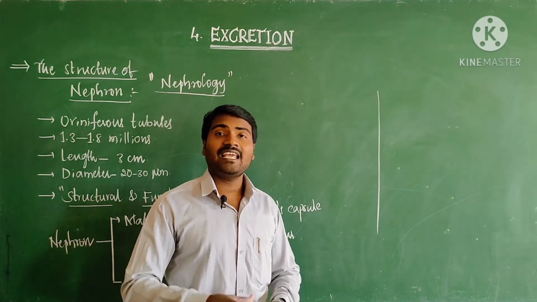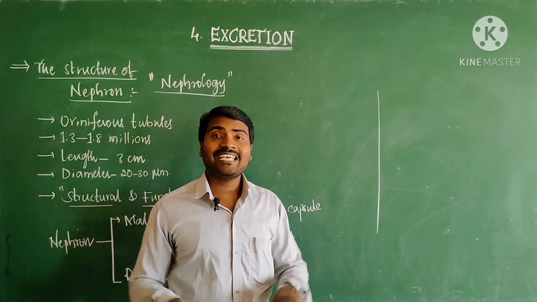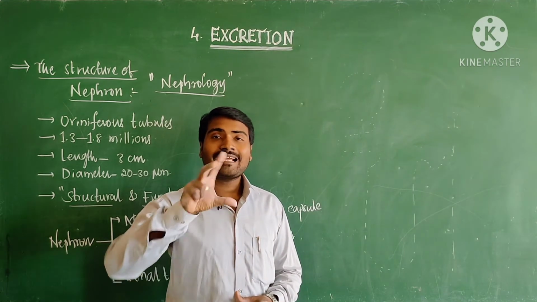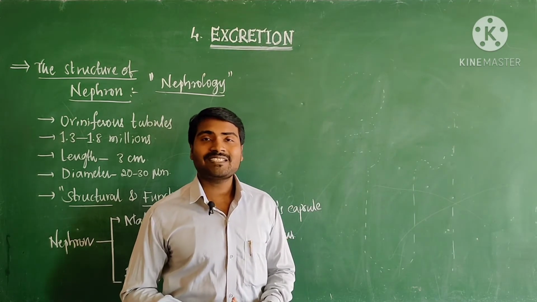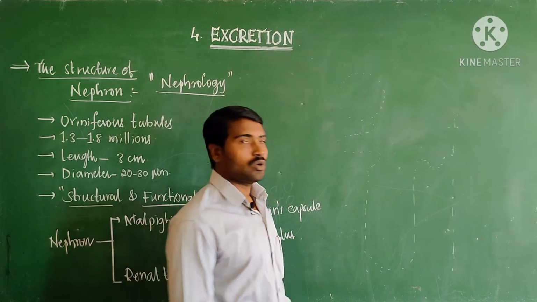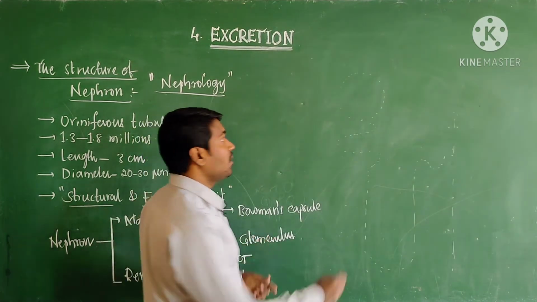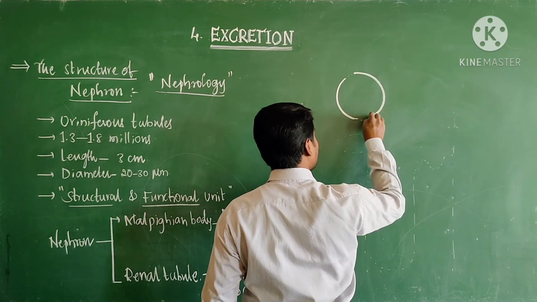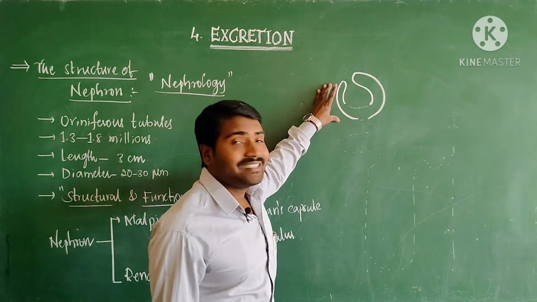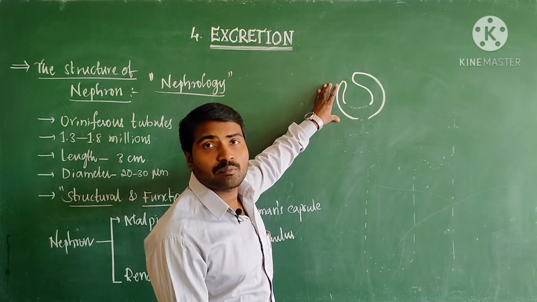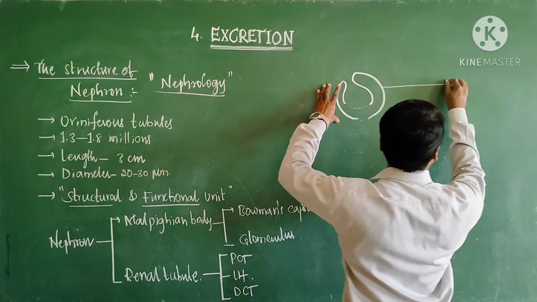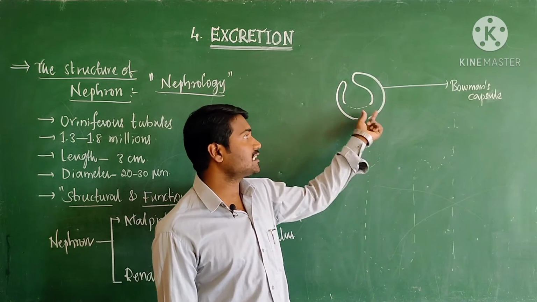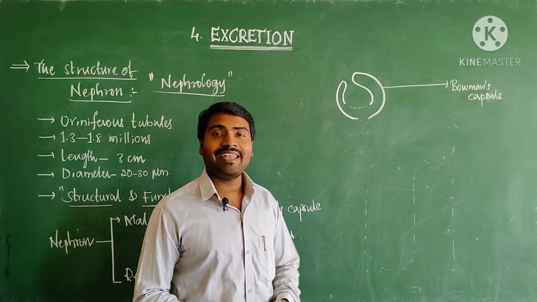If we see this single line under an electron microscope, we can see the ultrastructure of the nephron. One side of the nephron shows a cup-shaped structure. That cup-shaped structure is known as Bowman's capsule. So this is the first region, Bowman's capsule. Bowman is the name of the scientist who discovered this, hence the name Bowman's capsule.